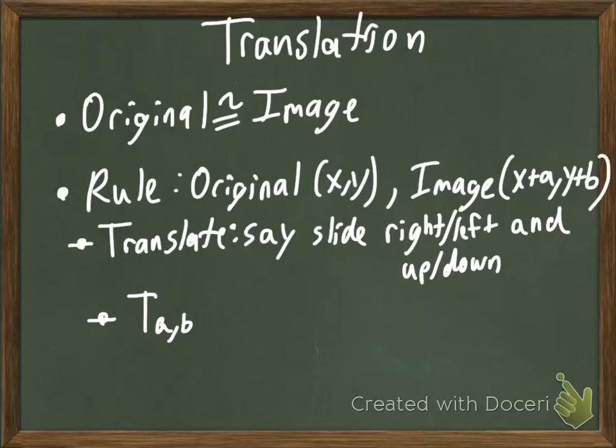One way we can say translation is we can say you slide it right or left, and how much do you slide it up and down. You can also see it written like this here. T of A, comma, B, where A is right and left, your x-axis, and B is up and down, your y-axis.